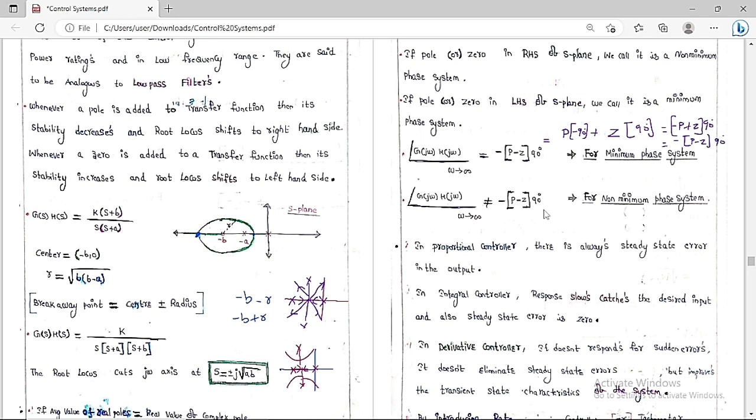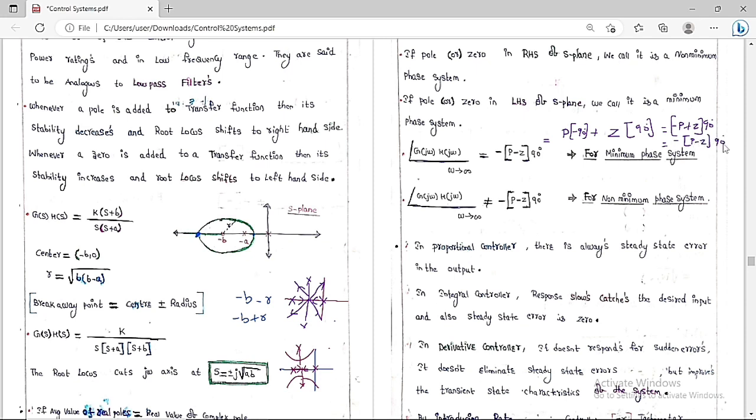You can write in any fashion, still we are going to get the same result. So for a minimum phase system, we can exactly say what is the phase angle of G(s)H(s) as omega tends to infinity, because there are p poles and z zeros in the open loop transfer function. Each pole contributes a phase angle of minus 90 degrees and each zero contributes 90 degrees. So if we simplify, we get minus (p plus z) into 90 degrees, and if we take minus common, we get minus of (p minus z) into 90 degrees.